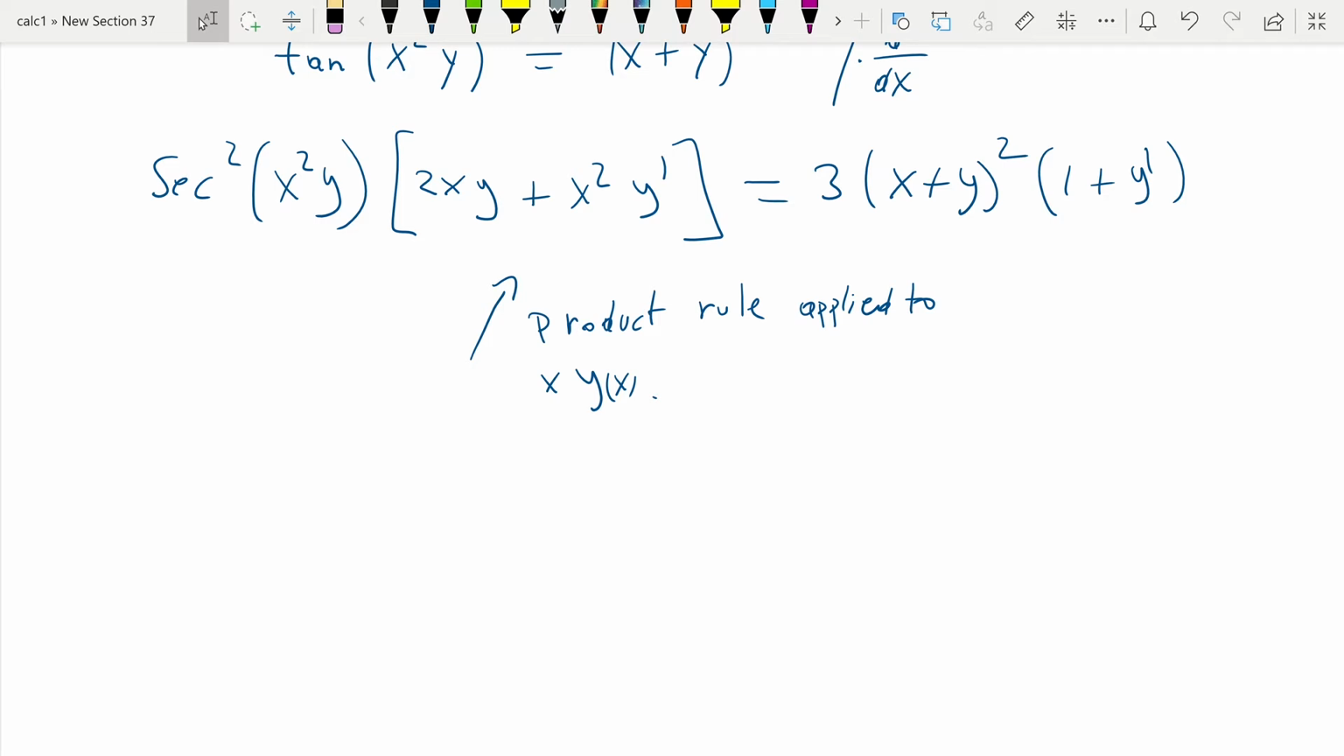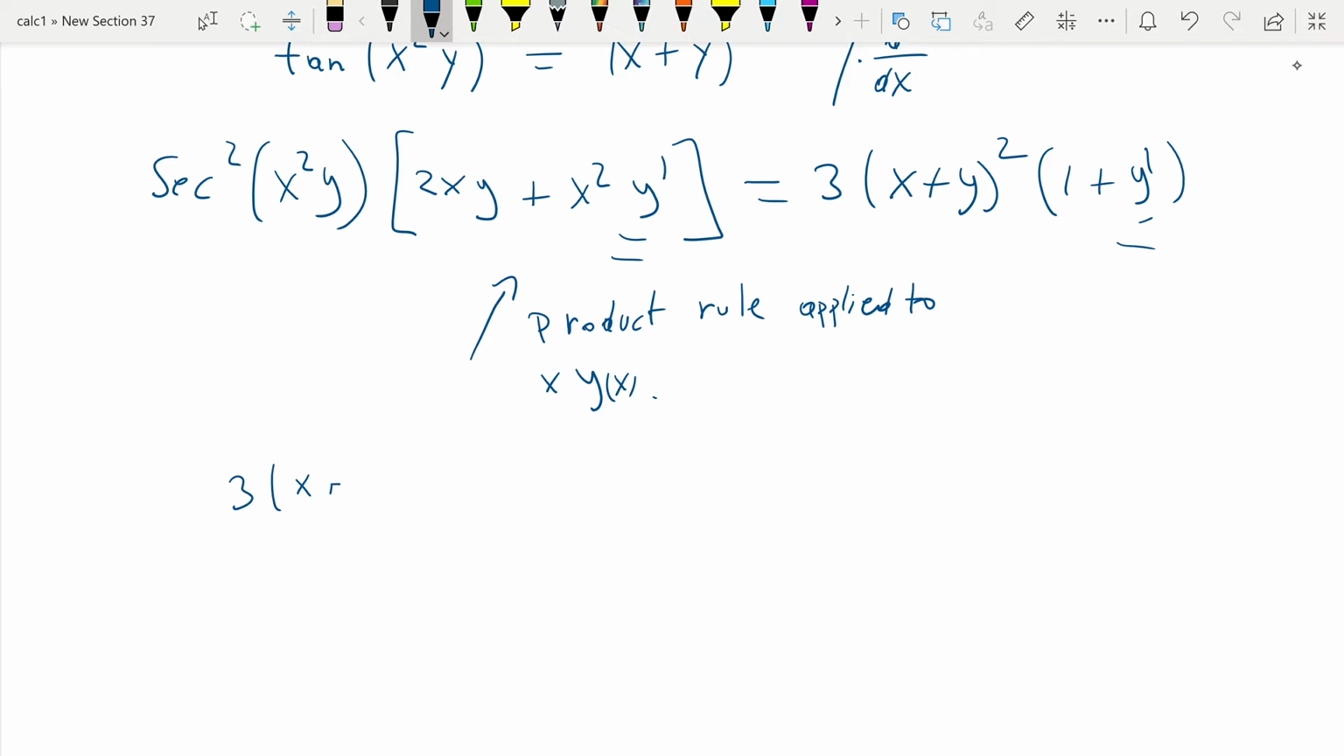So now we put everything together. We are interested in the terms containing y prime. So we move everything here to the other side, everything on the left hand side. So you get that, I'm going to write it like this.